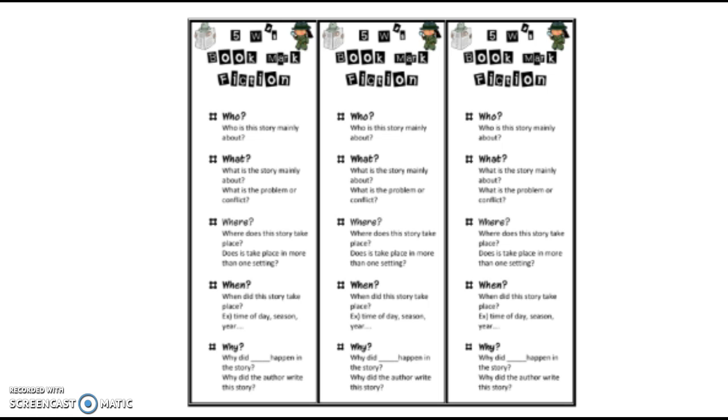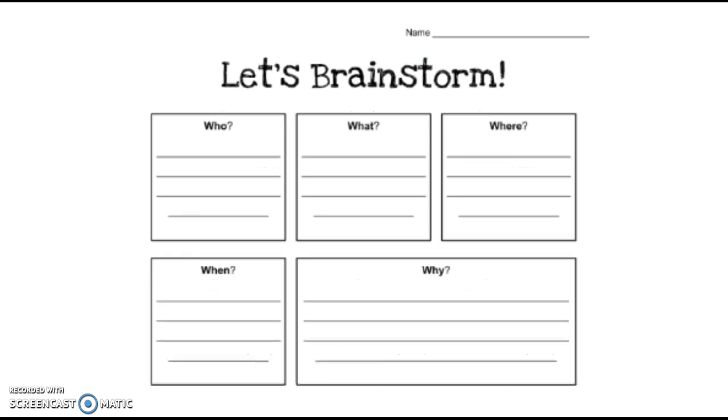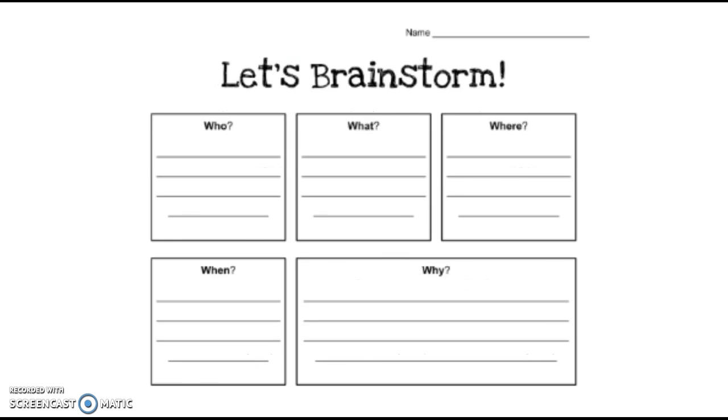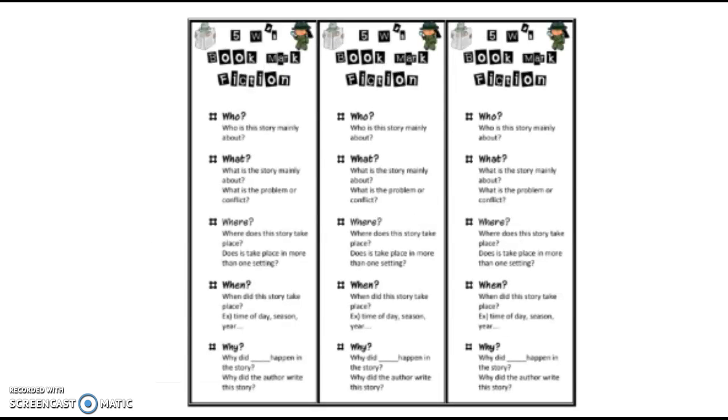Here's a bookmark for you. It gives you a little checklist, the who, what, where, when, and why of the story. So when you're using this brainstorm sheet and you're like, I can't remember what the when means, you check out your bookmark. The when says, when did the story take place? Example, time of day, season, year. So while you're reading, you'll refer to this bookmark and write down some dot and jots about your brainstorming. I will come around, so raise your hand if you have any questions or need some help.